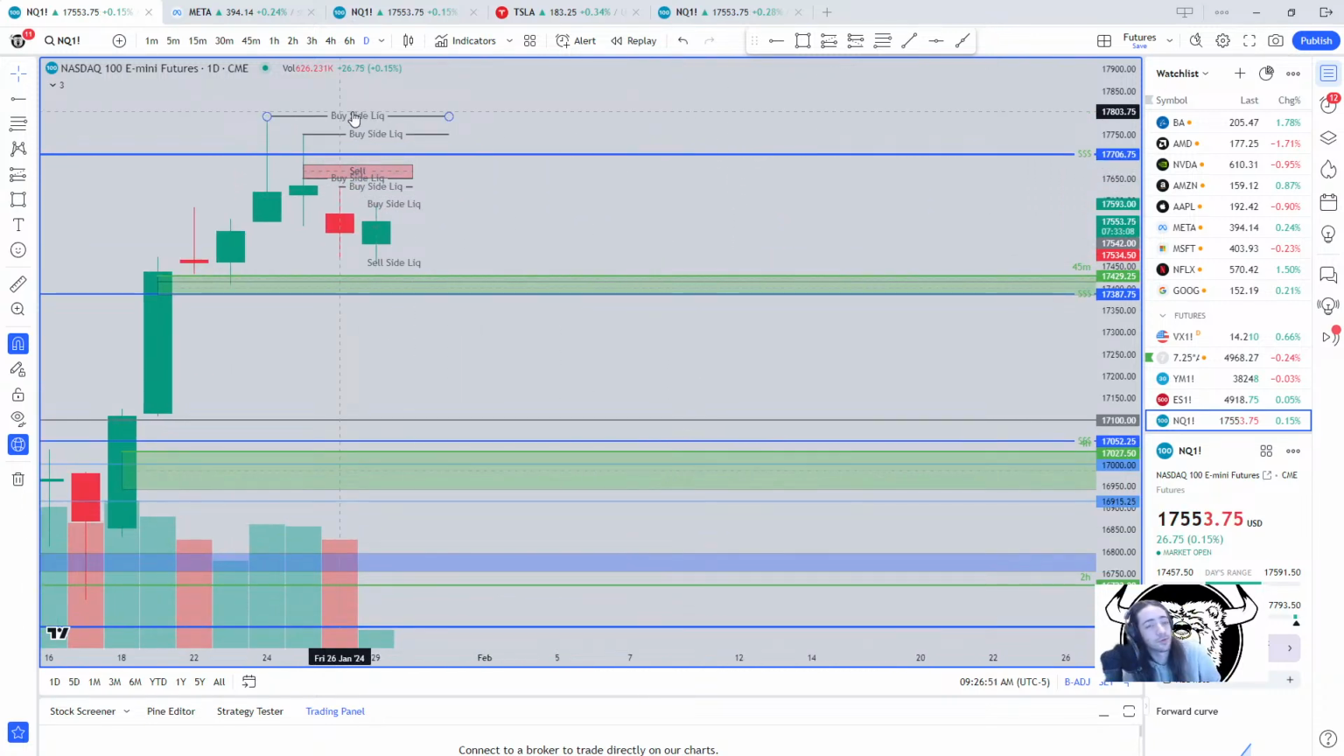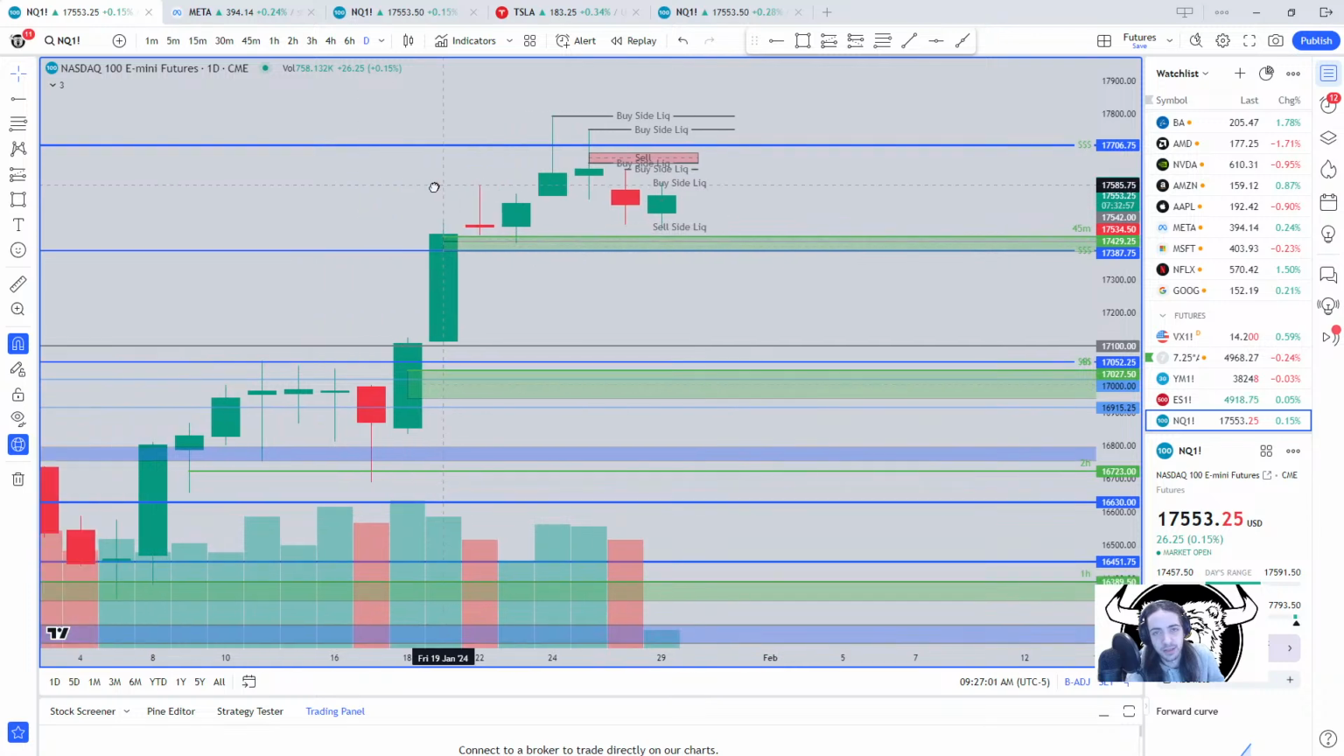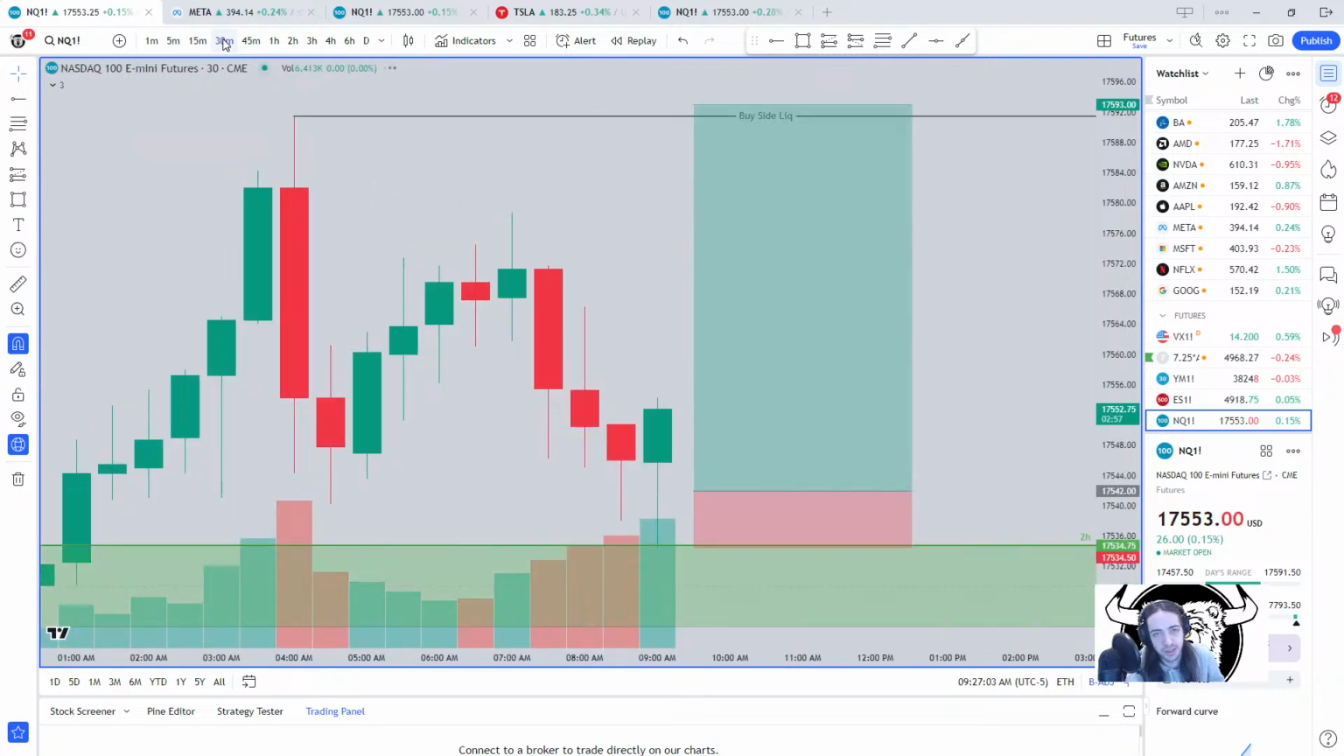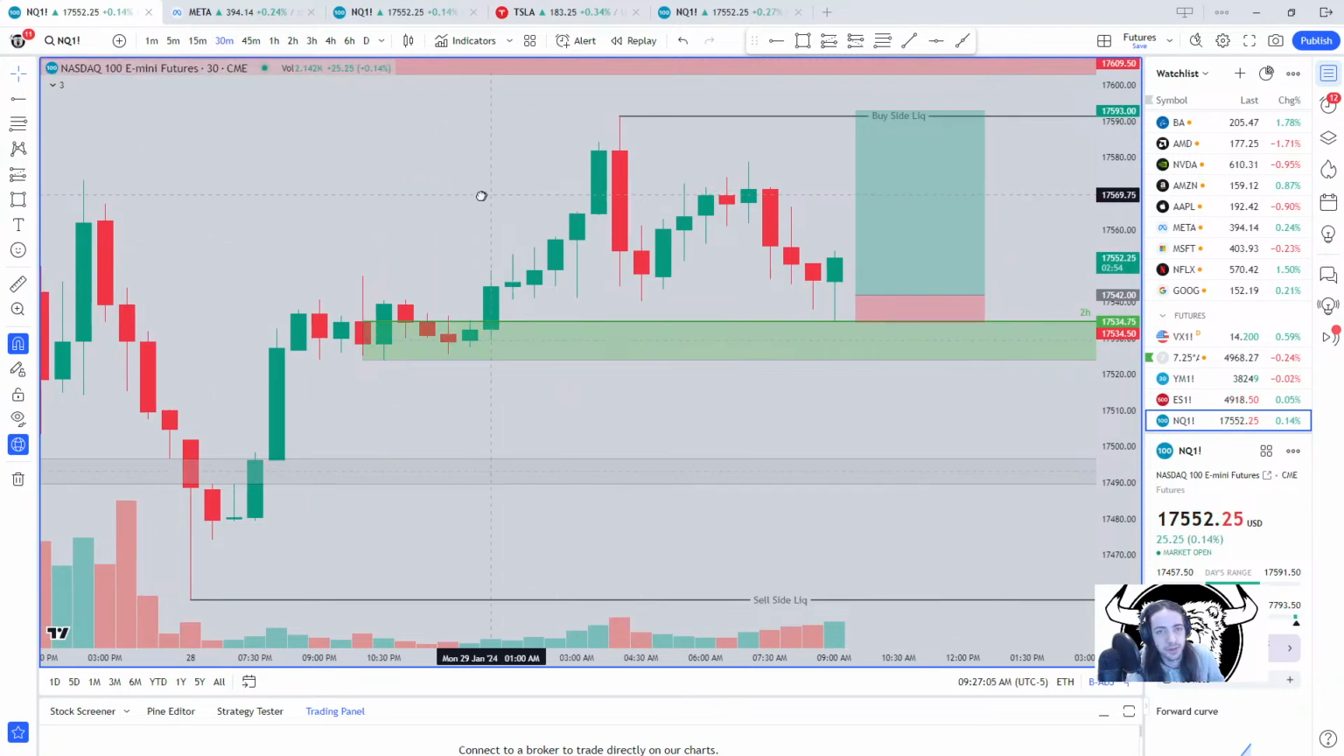I was also playing around with my supply and demand zones. So now they don't show up on the daily time frame when I zoom out, except some of the older ones. And it's just a lot cleaner because then I'm able to zoom out as I please.